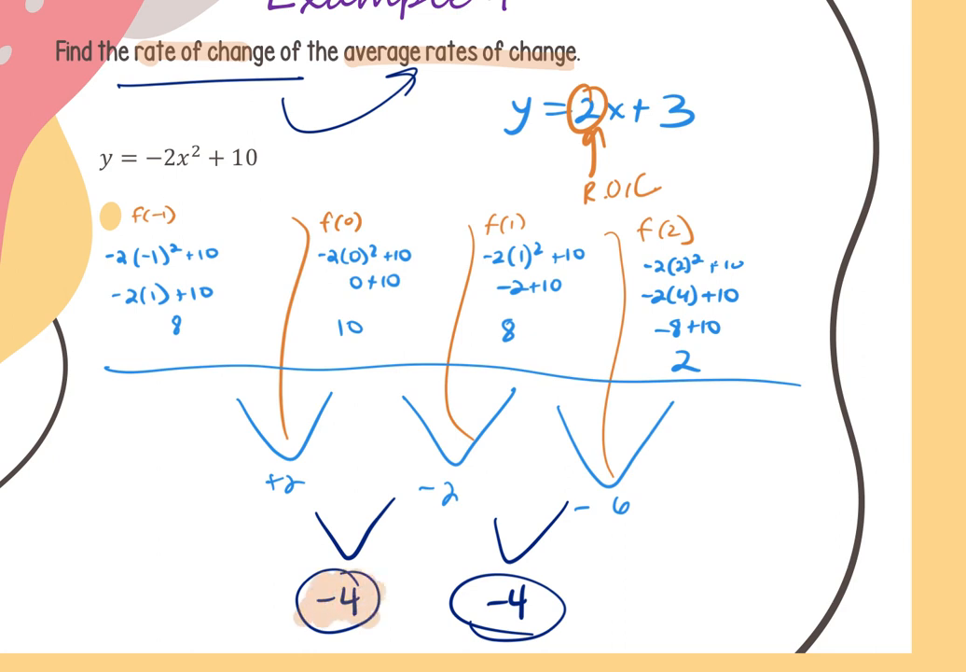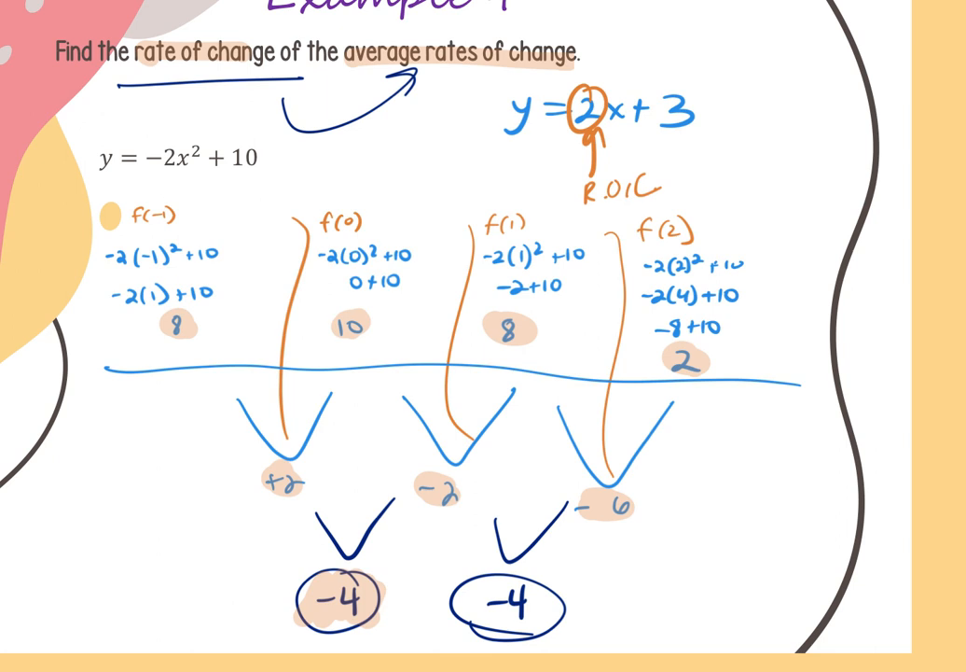I found the values first, so I plugged in f of negative 1, 0, 1, 2, and that's these values. So these are just my function values. That is not yet a rate of change. Then I found the difference between them. Because I went on an interval of 1, I'm literally just subtracting. So 10 minus 8, 8 minus 10, 2 minus 8, and that's these values. That's the average rate of change.